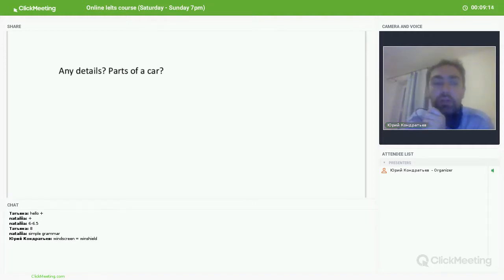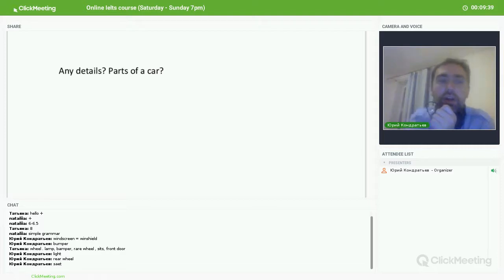Then you can mention bumper. Wheel, lamp. It's usually called not lamp, but light. It can be headlight, rear light, okay? Bumper with U, rear wheel. No, that's wheel, it's rear wheel. Front wheel and rear wheel. Seat, but you spell it like this. Front door, okay, right. So there's also windshield.